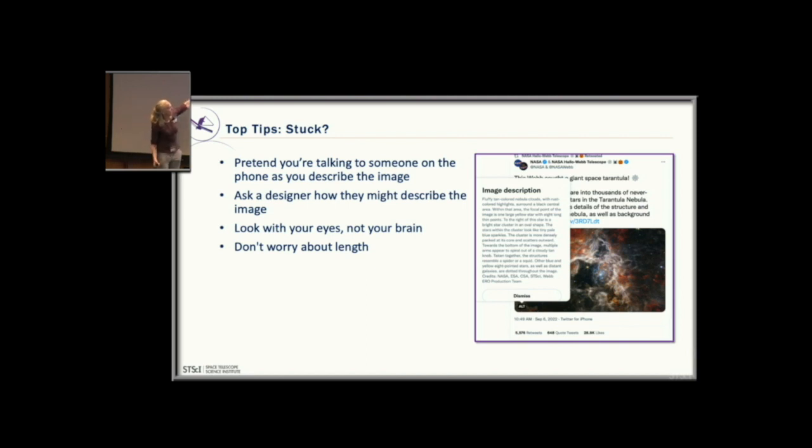Another one that some people say works well is look with your eyes, not with your brain. What they mean by that is if you know what something is, you might take shortcuts in explaining something, shortcuts that aren't useful to the audience, right? So try to take yourself out of the image and describe it.